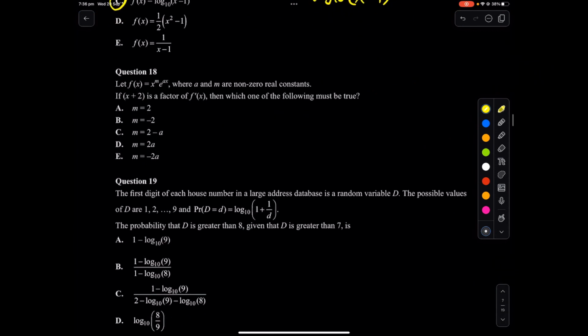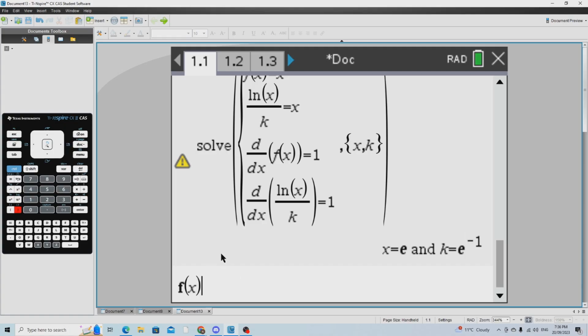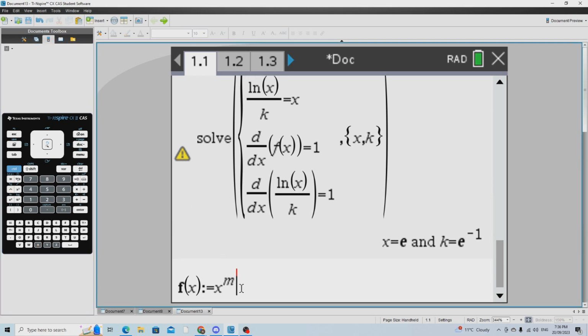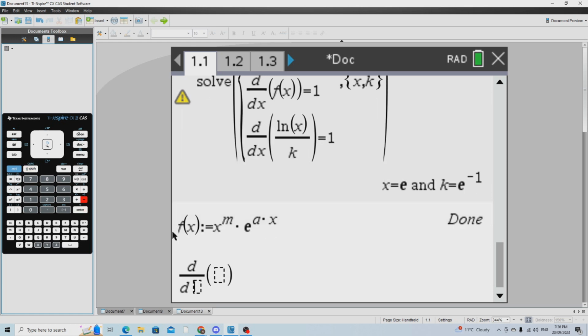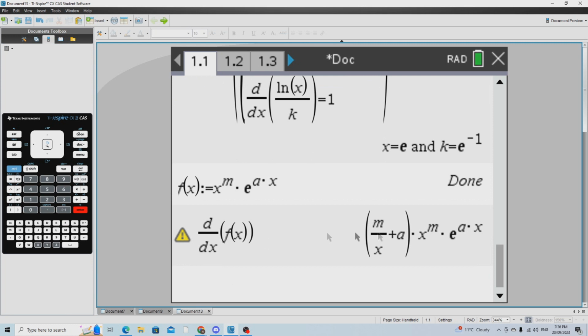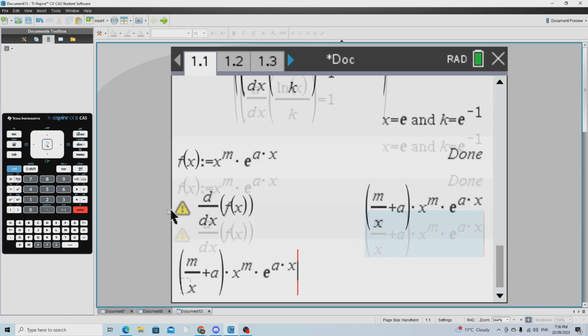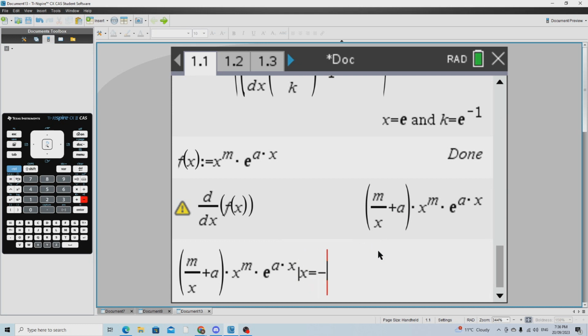Question 18, f of x is this, where a and m are non-zero real constants, and this is a factor of f dash of x, then which of the following must be true? I'm just going to use my calculator, so I'm going to define f of x again, but now as x to the power of m times a times x. So I know that the derivative of f of x is this. And I know because x plus 2 is a factor, it means if we sub in x equals negative 2, it should equal 0.